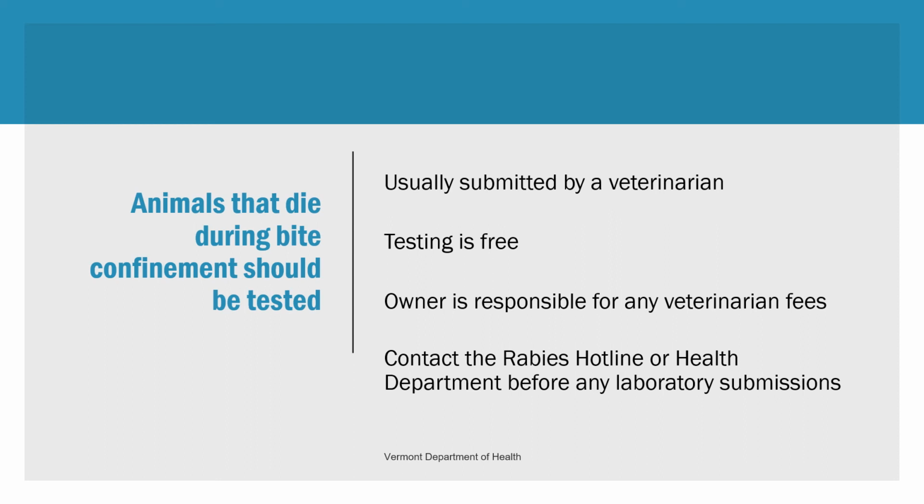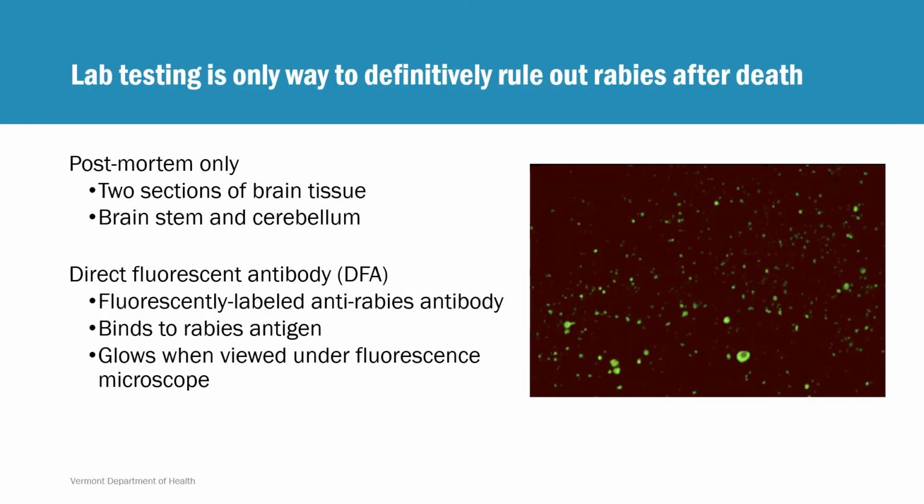The Rabies Hotline or health department should always be notified, or consulted with, before submitting any specimens for rabies testing. In animals, testing is performed post-mortem only, as I mentioned, because it requires brain specimens, preferably 2 sections, including brain stem and cerebellum or hippocampus. These are stained with a fluorescently labeled anti-rabies antibody. If rabies virus is present, it will light up when viewed under a fluorescence microscope, like in this photo. If this was a negative test, the photo would be completely black.